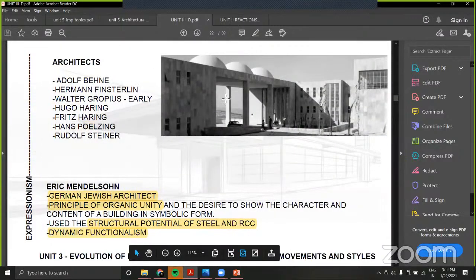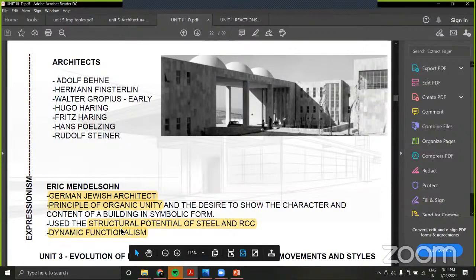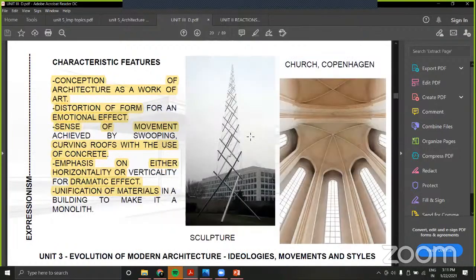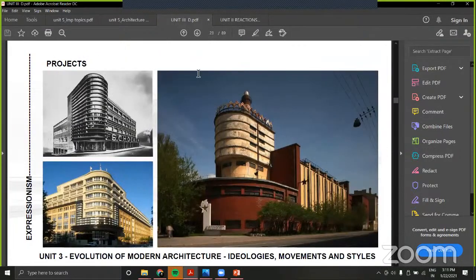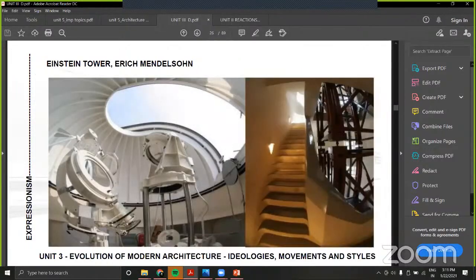We will be studying each architect also. So for this building, we will see Erich Mendelsohn. He is a German Jewish architect, and he wanted to follow the principle of organic unity. He also used the structural potential of steel and RCC. As I told, he used steel and RCC in this structure since these materials were famous in those days. Yeah, we will be seeing about the Einstein Tower now.